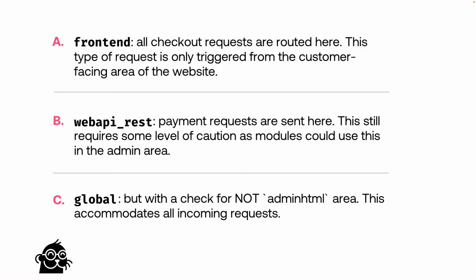And then let's look at C. Global, but with a check for not the admin HTML area. This accommodates all incoming requests. So at this point, this one is also valid, right? We axe out the admin HTML area, but it does not accommodate only the front end, right? That's what we're going after, only the front end place requests.